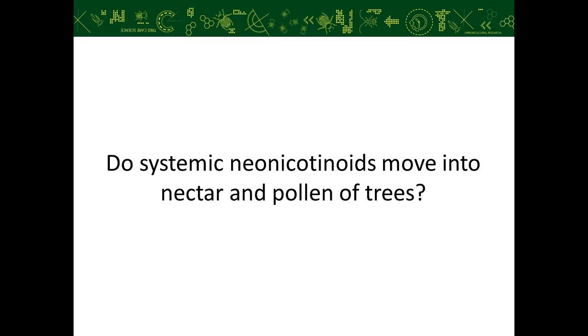And because of that, I think we need to take precautions on some of the plant materials that are visited frequently by bees and pollinators.